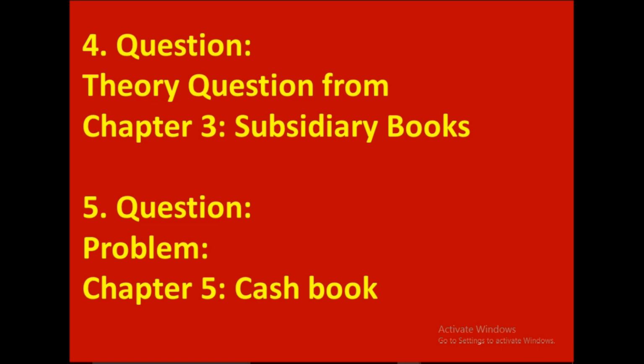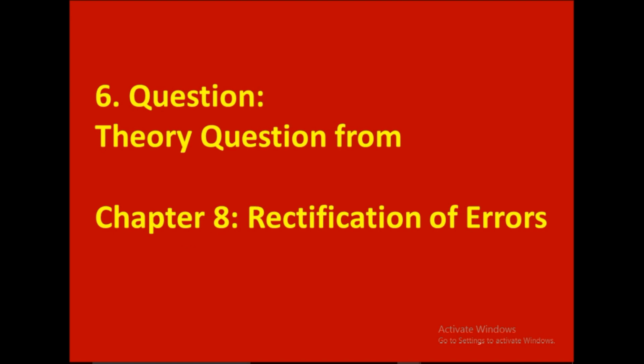It comes from chapter 5, Cash Book. We can expect simple cash book here. Sixth question will be a theory question. It comes from chapter 8, Rectification of Errors.